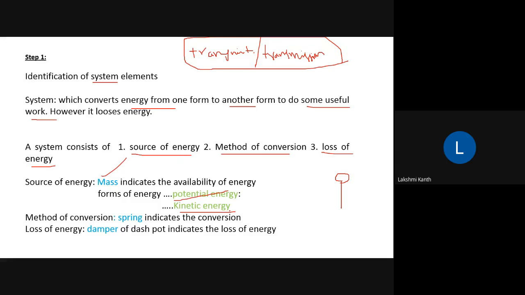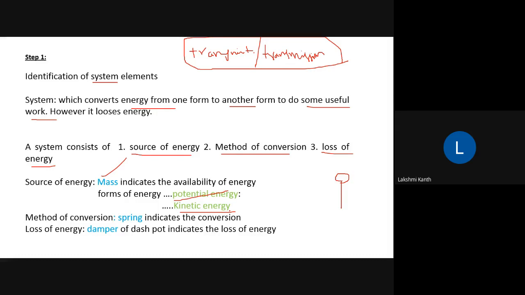So whenever there is a mass in the system, it tells that there is availability of energy, a source of energy. When the system is at rest, it has potential energy, and when the system is in motion, it has kinetic energy. In vibrating systems, before the vibrations are initiated, the system is at rest, so it has potential energy. After initiation of the vibrations, the system enters the motion part; it exhibits to-and-fro, oscillating motion about the mean position, so it enters the kinetic part. So there is a conversion of potential energy to kinetic energy.